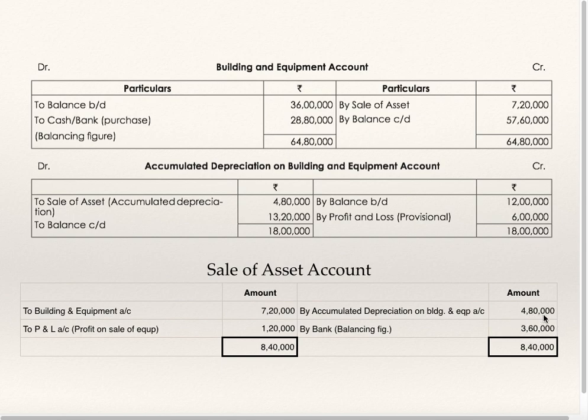In investment activity 3,60,000 is inflow. 28,80,000 is outflow because they have purchased worth 28,80,000 and they have sold and got 3,60,000. Profit on sale of asset 1,20,000. This you will get in income statement.